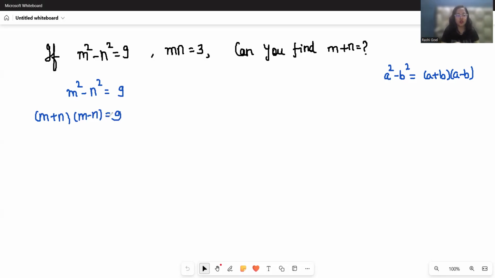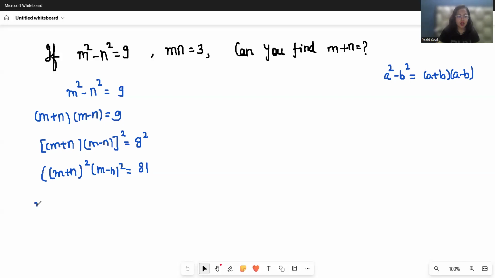Now if I square both sides, so m plus n times m minus n whole square is equal to 9 square. Now here I'm going to use a separate formula of m plus n whole square and m minus n whole square, which is equal to 9 square, that is 81. So a plus b whole square is a square plus 2ab plus b square, and a minus b whole square is a square minus 2ab plus b square, is equal to 81.